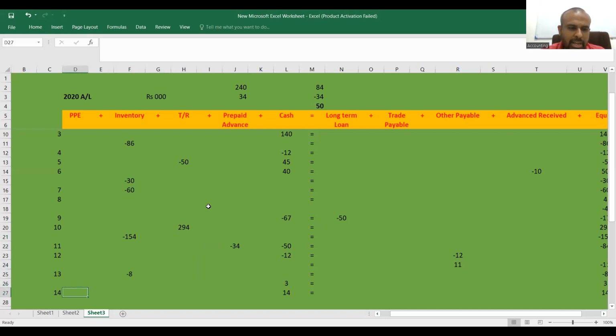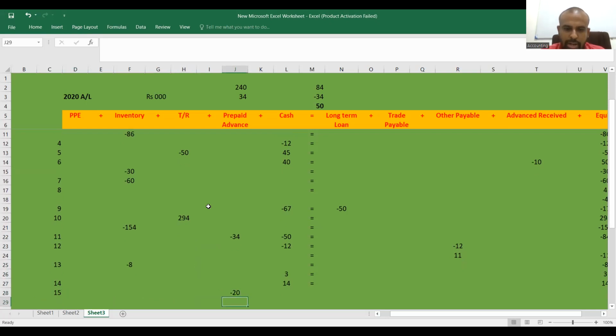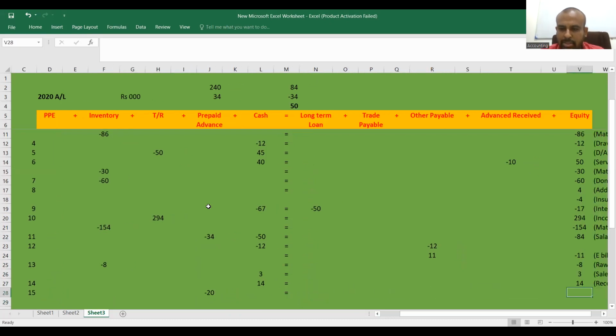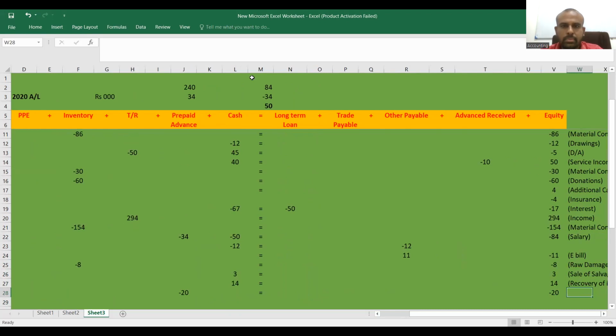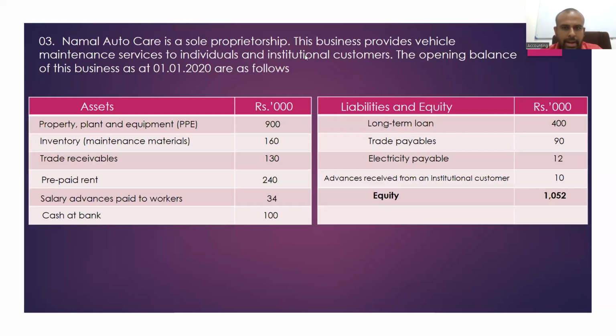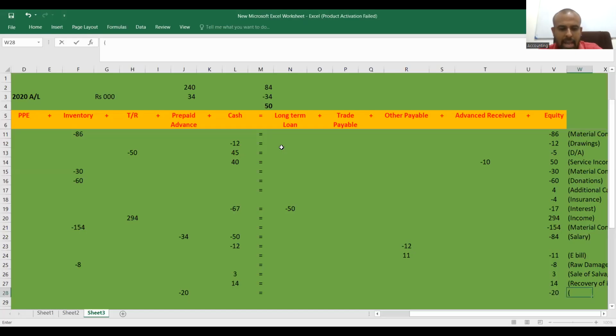Transaction number 15. From this 240, you have utilized 20, and on that, assets reduce. On the other side, equity balance reduces by 20. How do you call it? Rent expenditure. Look at the way that we apply the accrual concept.